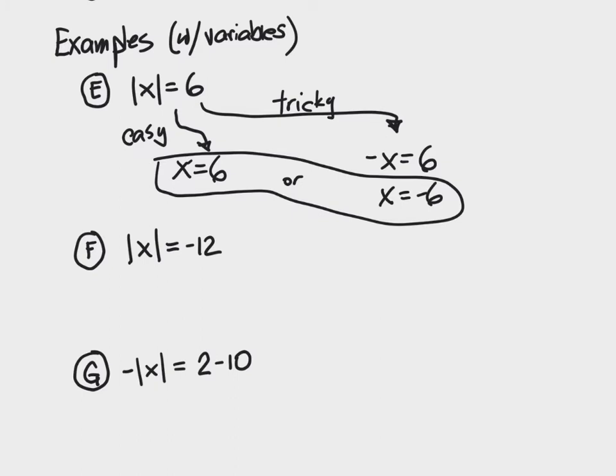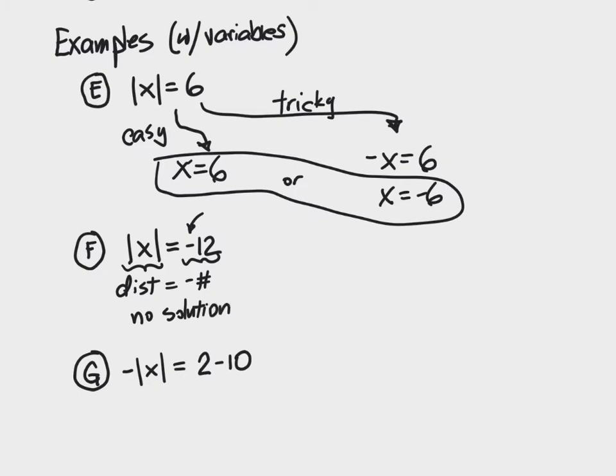Okay, example F. Here we have the absolute value, which again means the distance, equal to -12. If you're thinking here, that negative sign there presents a problem because the distance cannot be a negative number. So for this problem here, we get no solution.